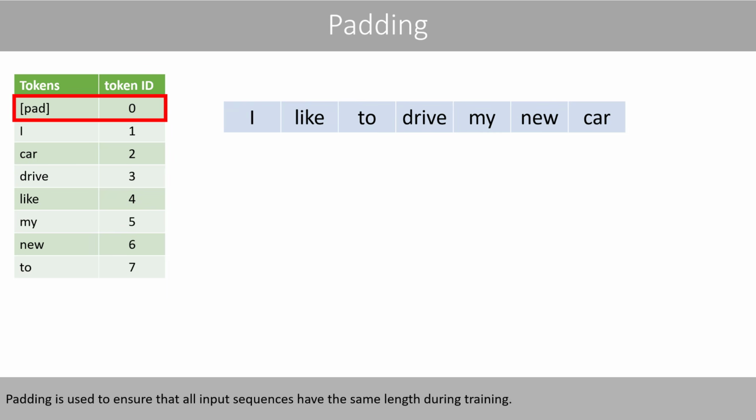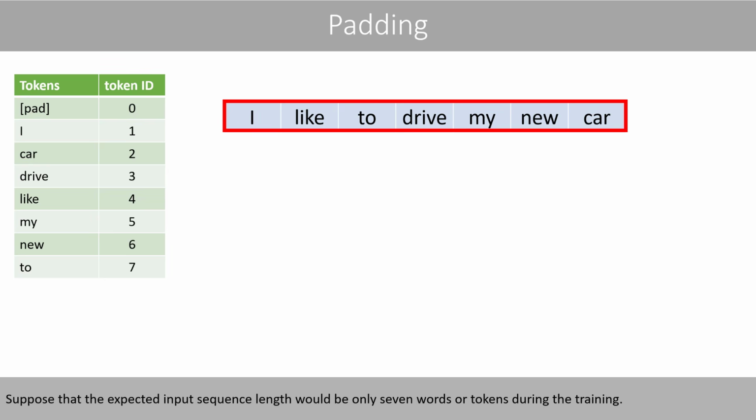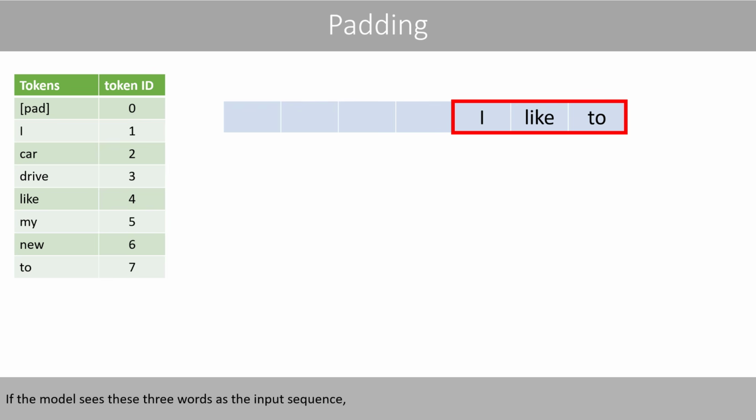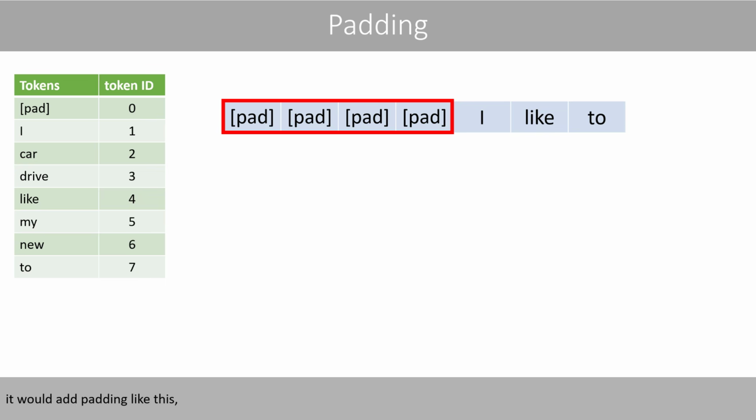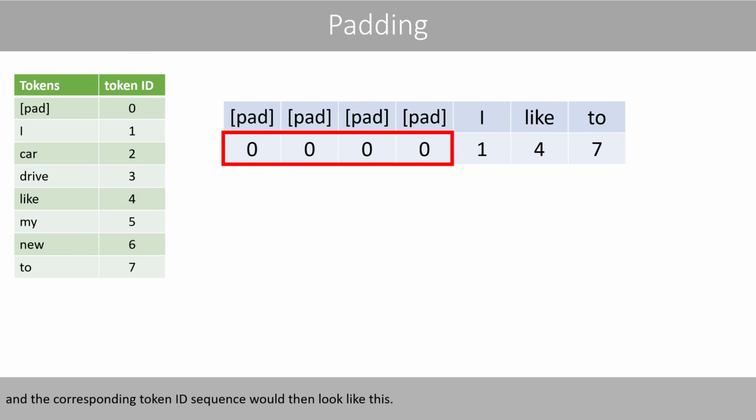Padding is used to ensure that all input sequences have the same length during training. Suppose that the expected input sequence length would be only 7 words or tokens during the training. If the model sees these 3 words as the input sequence, it would add padding like this. And the corresponding token ID sequence would then look like this.